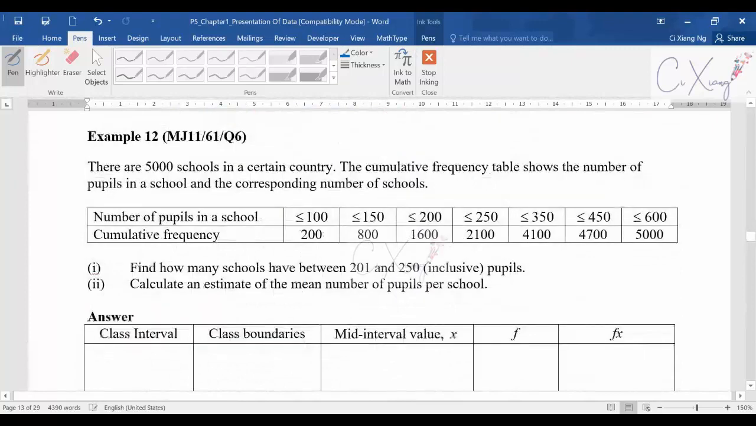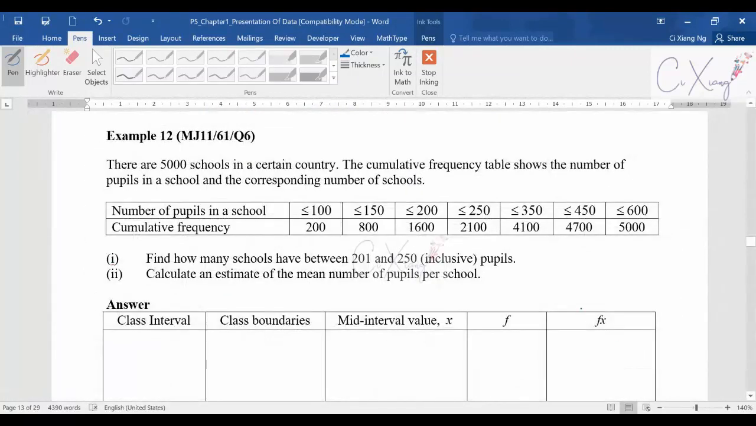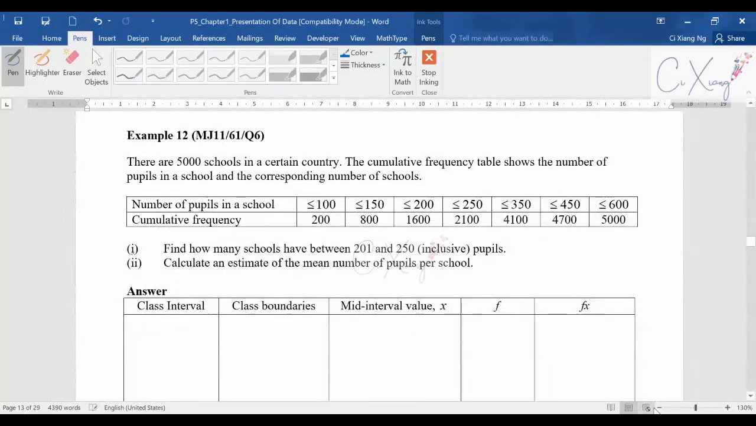For the next example, this is not such a straightforward question anymore, but not too hard either. Generally, it involves a cumulative frequency table. Can you see that? From a cumulative frequency table, they want you to calculate the mean. So you have to convert it back into the normal type of frequency. You have to convert the cumulative frequency back to the normal frequency. So how can we do that?